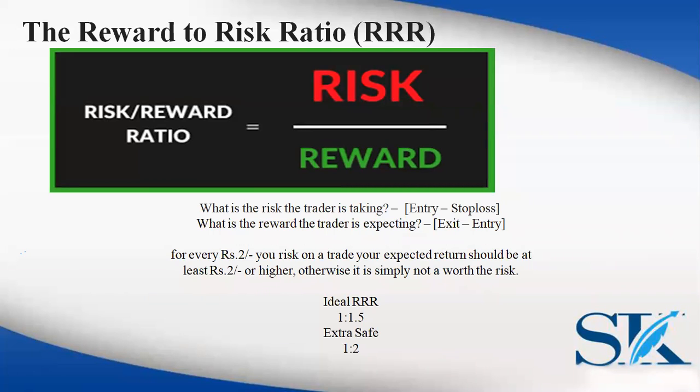Now, what is an ideal risk reward ratio and what is a safe risk reward ratio? The ideal risk reward ratio is 1:1.5. That is, for every 1 rupee of risk you take, you should be making at least 1.5 rupee. And if you want to be safer, for example, if you're going for long investments, you can keep an extra safe ratio of 1:2. For intraday and for short trades, or you can say swing trades, you can keep a ratio of 1:1.5. And for long trades, or you can say for investment purposes, you can keep a ratio of 1:2.